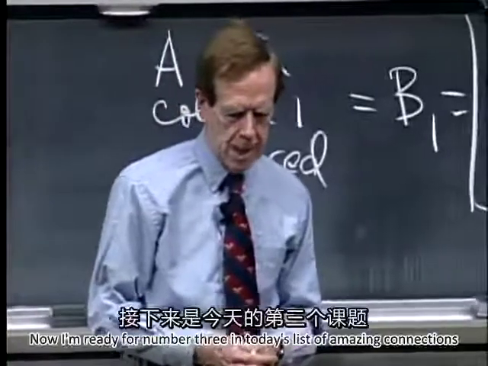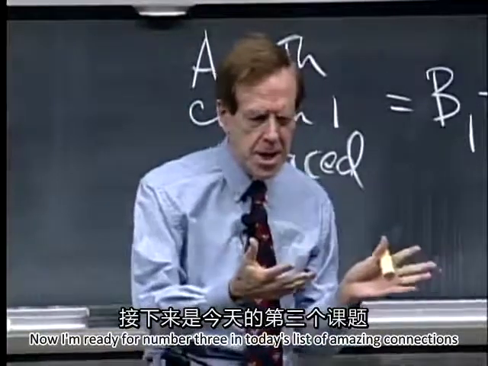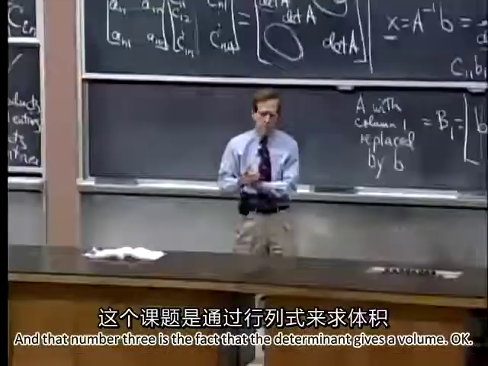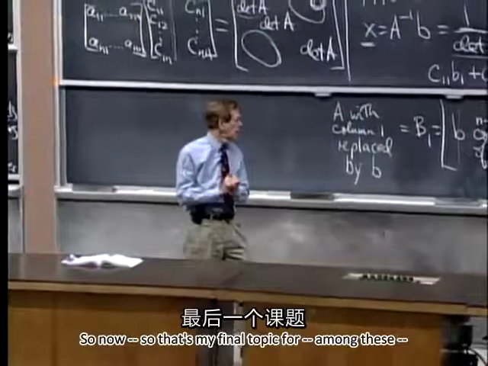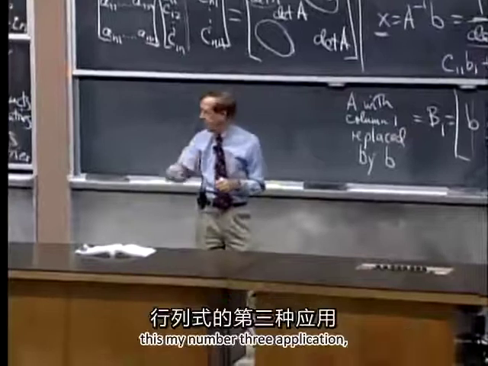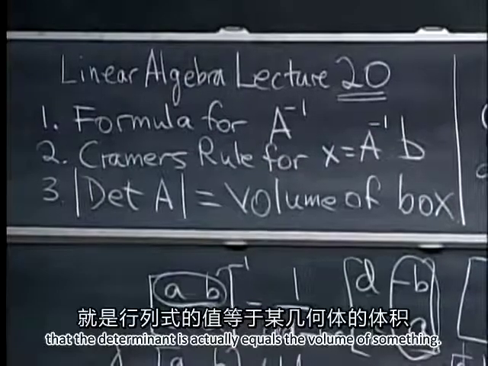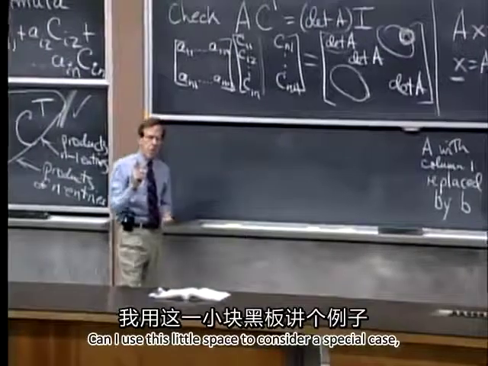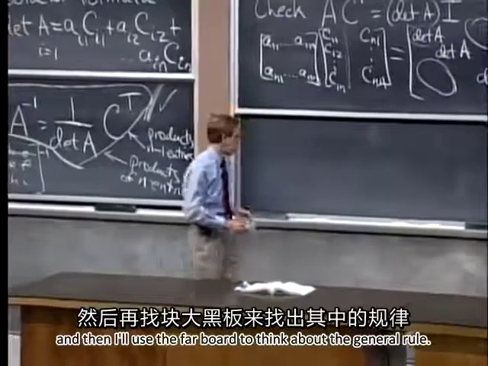Okay. Now I'm ready for number 3 in today's list of amazing connections coming through the determinant. And that number 3 is the fact that the determinant gives a volume. So that's my final topic among these. This is my number 3 application, that the determinant actually equals the volume of something. Can I use this little space to consider a special case? And then I'll use the far board to think about the general rule. So what am I going to prove?